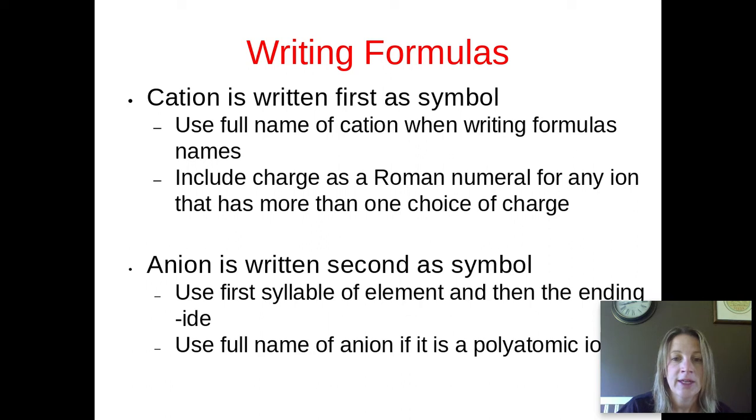The anion is written as the second symbol, and you're going to change the ending of this one. So you're going to use the first syllable, and then you're going to change the ending to ide. So for example, oxygen, you take ox, and then it becomes oxide. Nitrogen, you take the first syllable, which is nitr, and you end it with ide, so nitride. Phosphorus, it's phosphide. So you're going to drop that ending and add ide as long as it's an individual element.